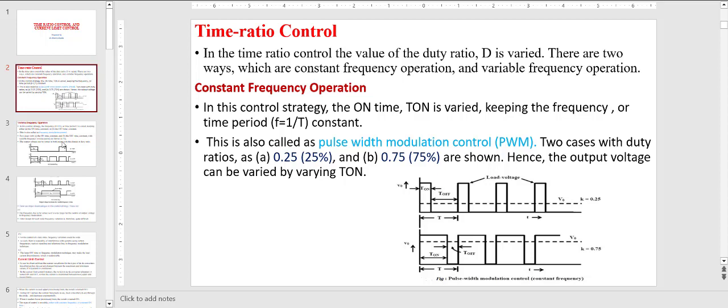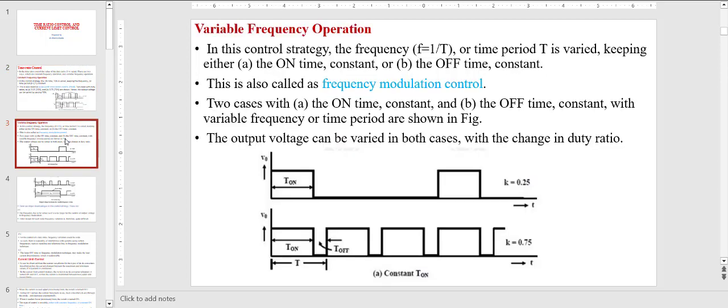Instead of that, if we can vary the overall time period, then it is a variable frequency operation. In this case, either on period or off period will be kept constant, and overall time period will be varied. So in the figure which is shown here, on period is kept constant, off period is varied.